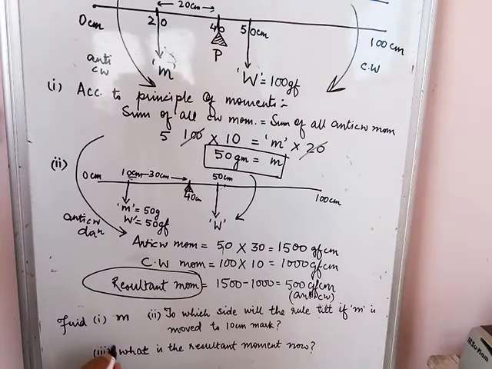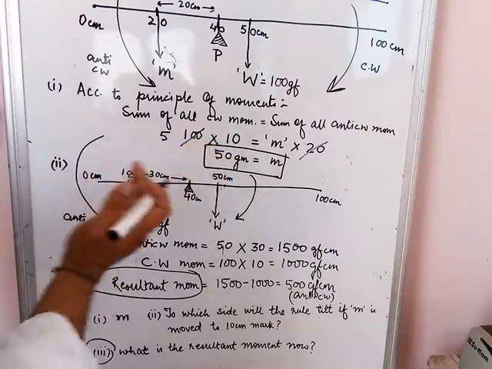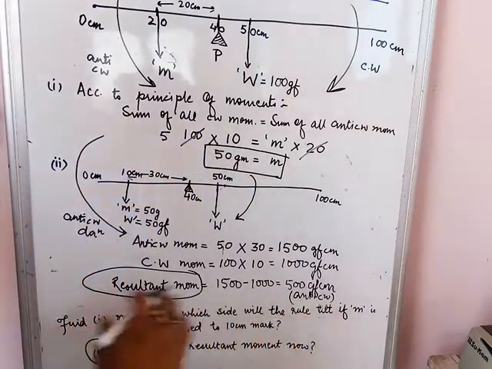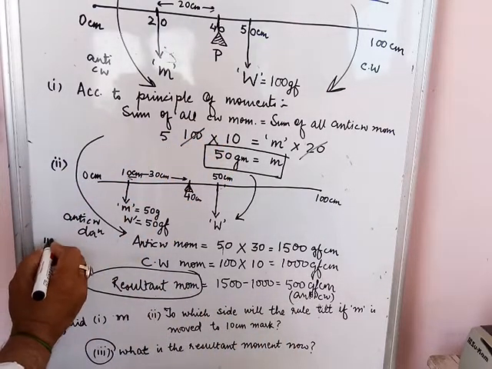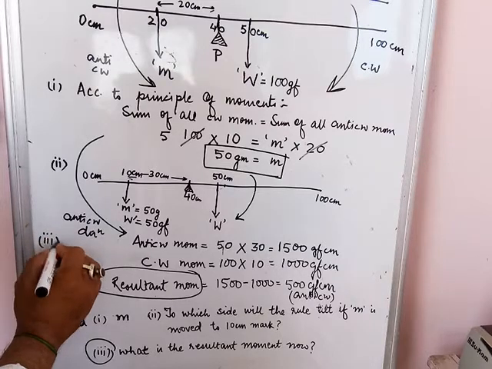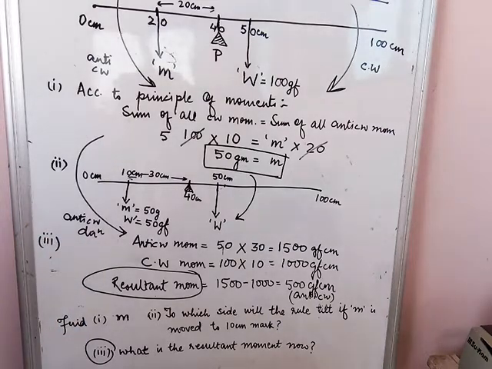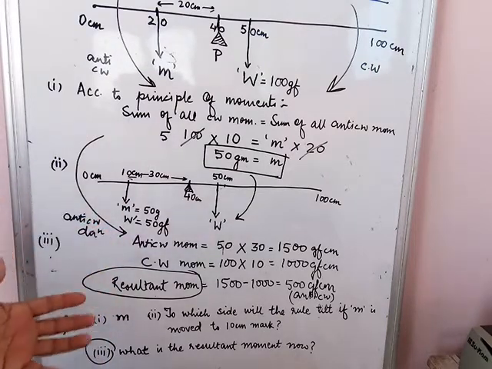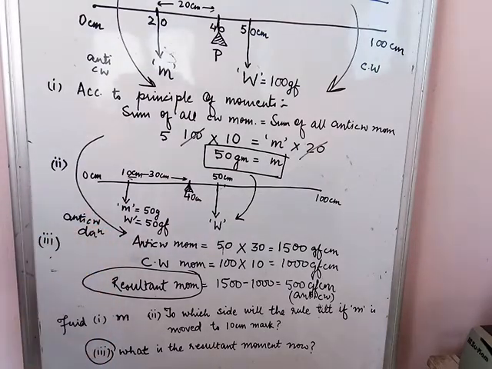In the third part, as you can see, what is the resultant moment now? Now means after the shifting of the mass, this is the resultant moment. So this is the solution for the third part of your problem. There is a fourth part also to this question. If you have the book, you can refer to the book and try and solve the fourth part also. That is also pretty simple.